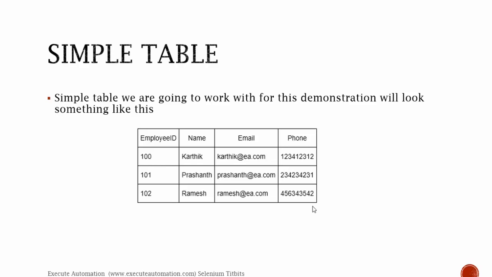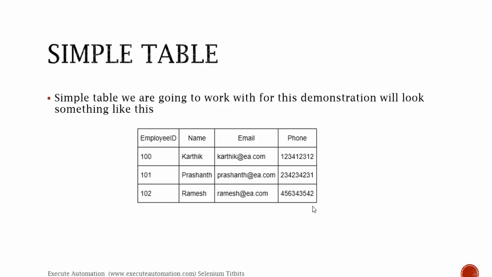So these are the details, and what we're going to do is read all the data and store it into a collection. Then we can read the value directly from the collection, rather than every time going to the web page's table and getting the data from there. That way we can reduce a lot of time-consuming operations in Selenium.